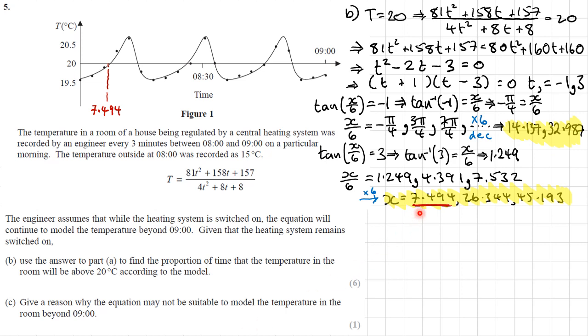So the next biggest value is the 14, which is just here, 14. So that's going to be this time here. So that's going to be the 14.137. Then the next time that it hits 20 degrees, my next biggest value there is the 26. So that's here, so I'll mark that on. And actually this is all I need, the 26.344.